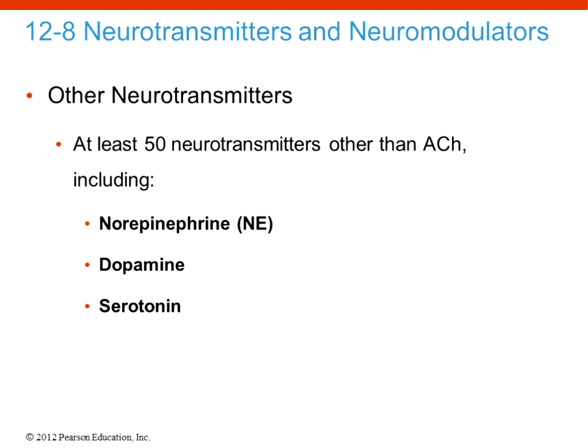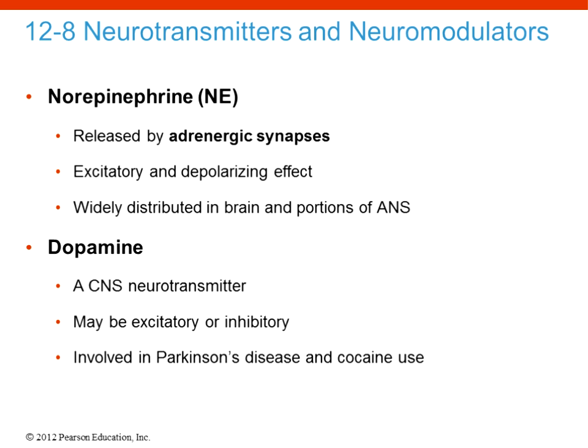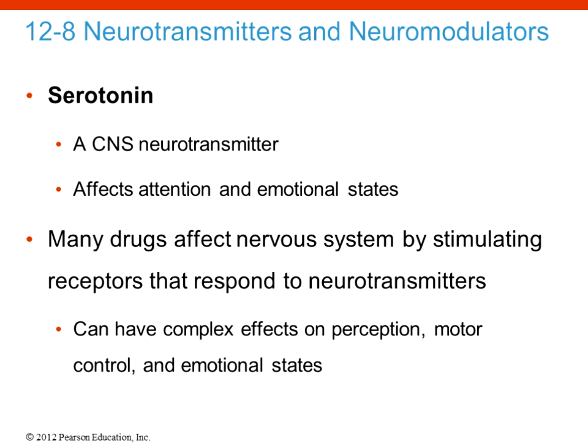There are other neurotransmitters in the body, as I said: norepinephrine, dopamine, serotonin. We've talked about ACh already. Norepinephrine is released at adrenergic synapses, typically has an excitatory and depolarizing effect, and is widely used via the autonomic, especially sympathetic, division. This is like our adrenaline hormone that is released and communicates messages. Dopamine is another one. You may be familiar with dopamine from its association with Parkinson's disease. We'll talk more about that when we look at the brain.